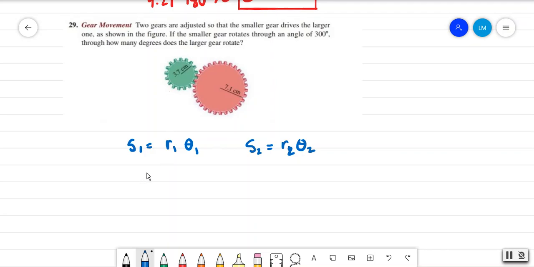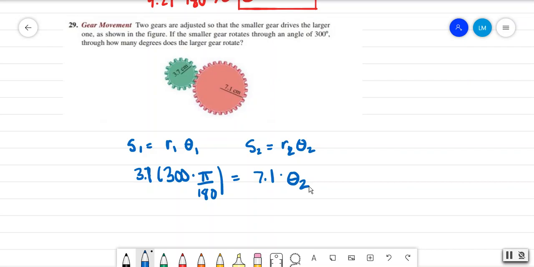So I know that I'm going to have 3.7, and then I know that it's multiplied by 300, but let's just multiply that by pi over 180. And then this is equal to 7.1 multiplied by theta 2. Okay.